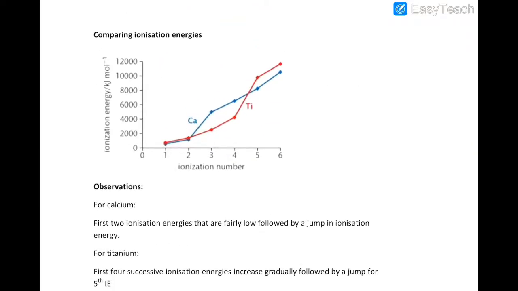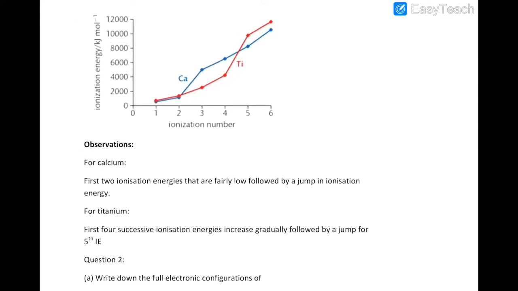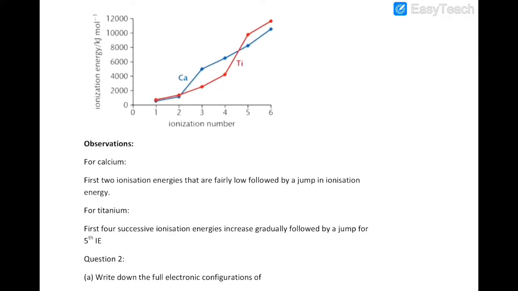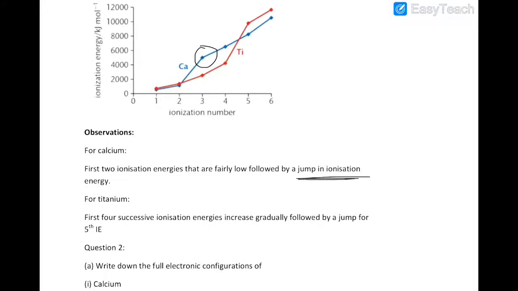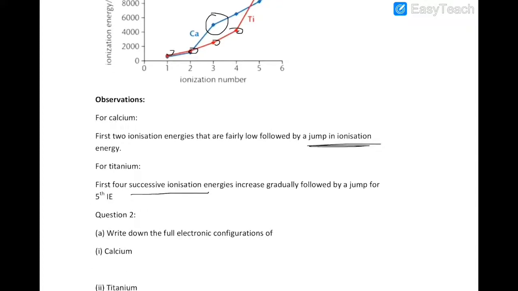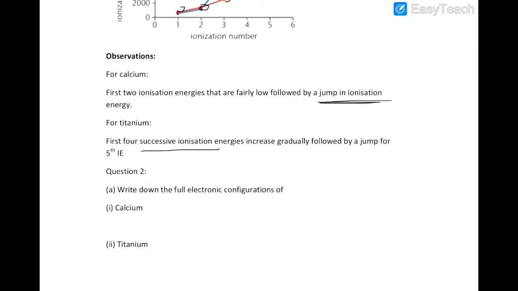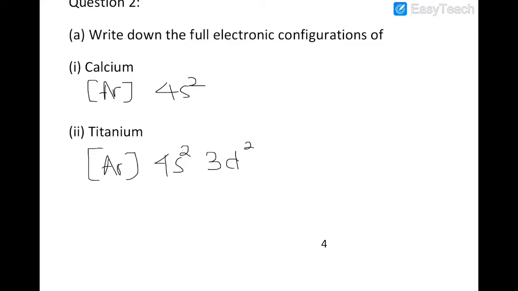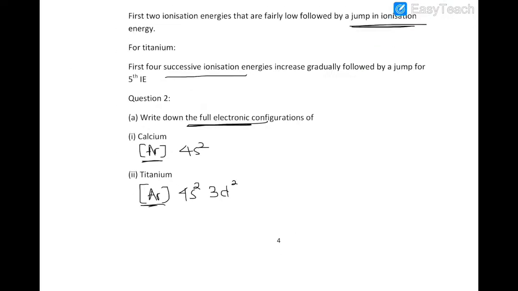So comparing ionization energies, here you can see that for the first two ionization energies, they're fairly low, and then you have a jump over here. And for titanium, the first four, so 1, 2, 3, 4, are fairly low, and then you have a jump over here. So these are the electronic configurations. You need to write the full electronic configuration, so no Ar. I'm just writing that for explanation purposes.